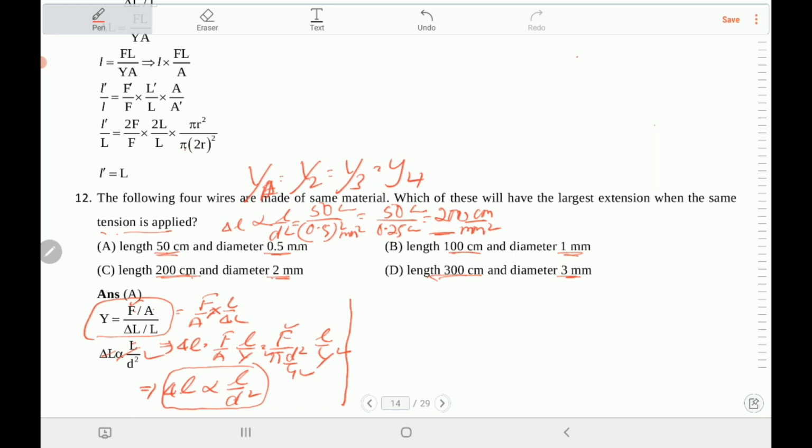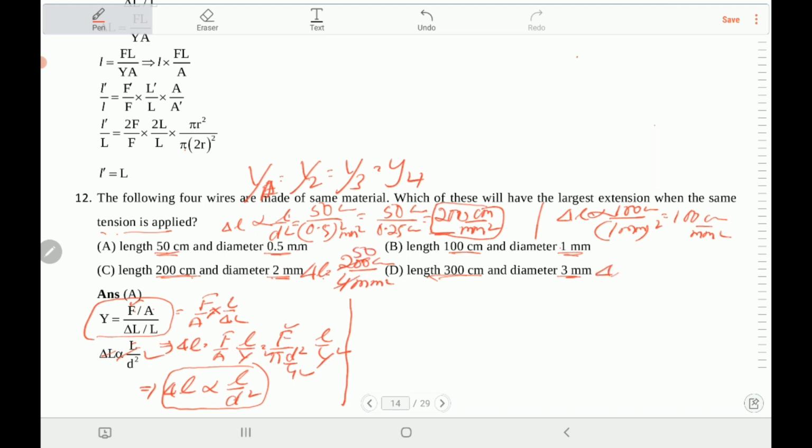That is delta L, right? L by d square. So now check the same L by d square for all other options. Second one, we'll do it quickly. Delta L for the second is proportional to L 100 centimeter divided by diameter 1 mm squared. So the value is 100 centimeter per mm square. Now look at option C. For option C also, delta L is 200 centimeter length divided by diameter 2 squared, 4 mm square. So it is 50.